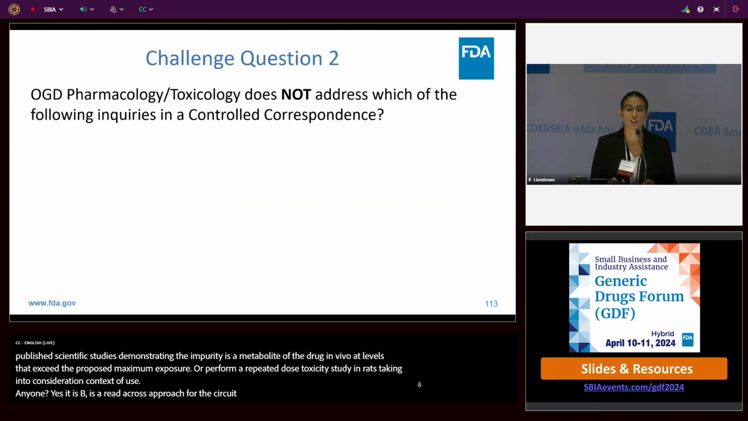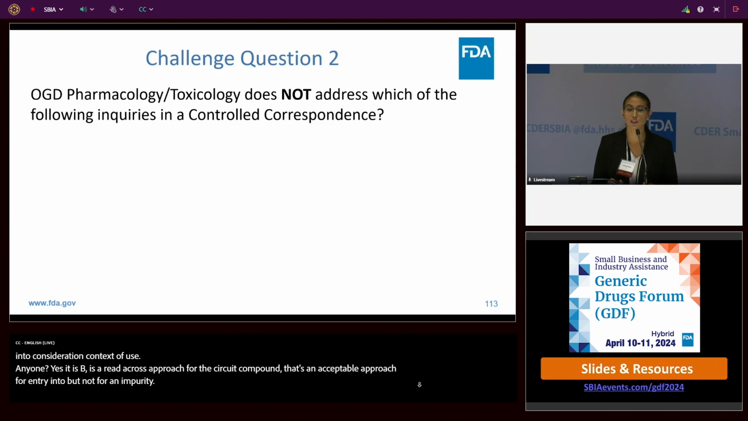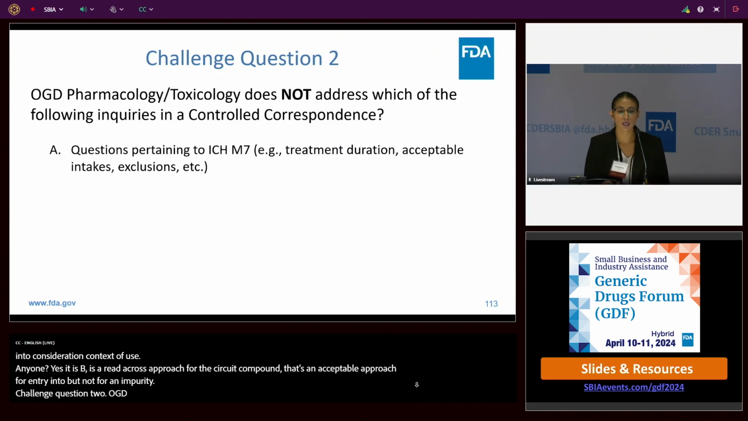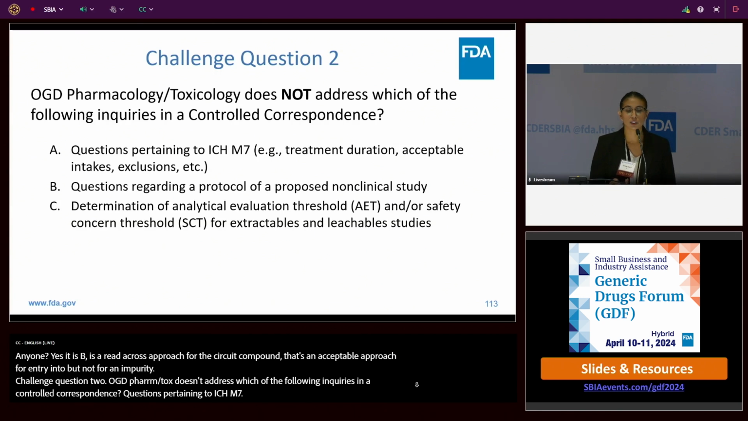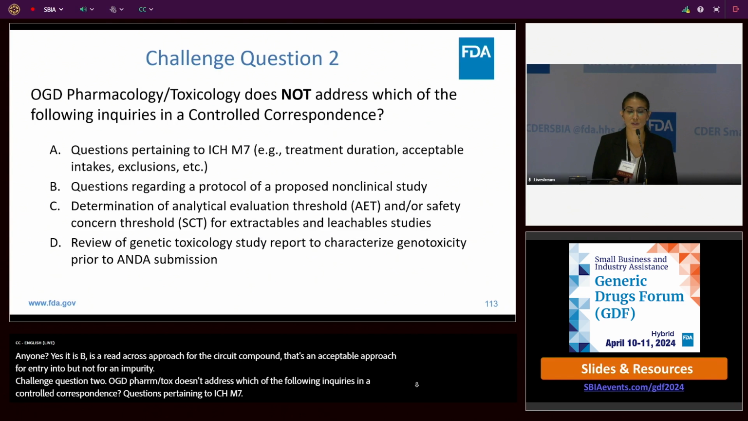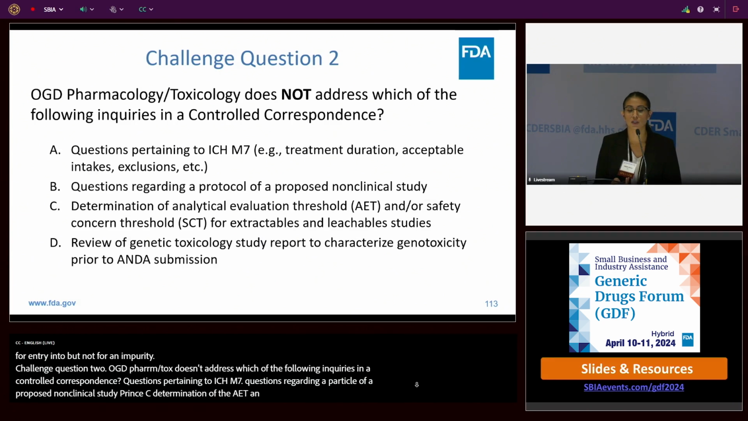Challenge question 2, OGD farm tox does not address which of the following inquiries in a control correspondence? A, questions pertaining to ICH M7. B, questions regarding a protocol of a proposed non-clinical study. C, determination of the AET and/or SCT for extractables and leachables. Or D, review of genetic toxicology study report to characterize genotoxicity prior to ANDA review.